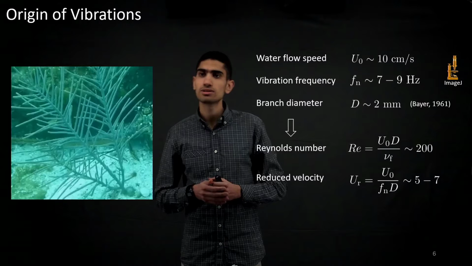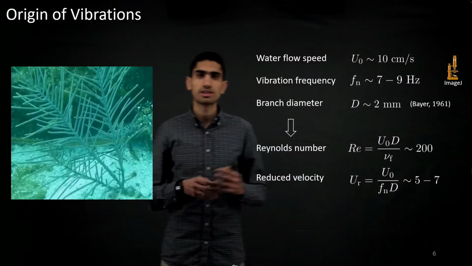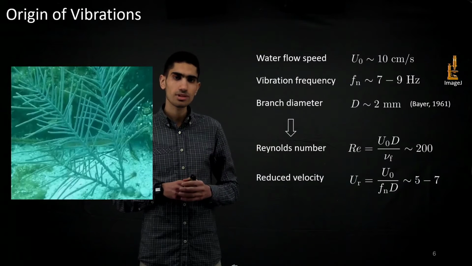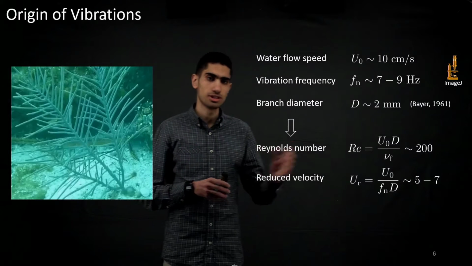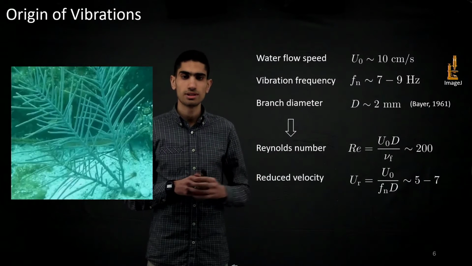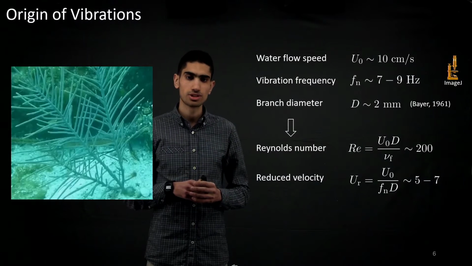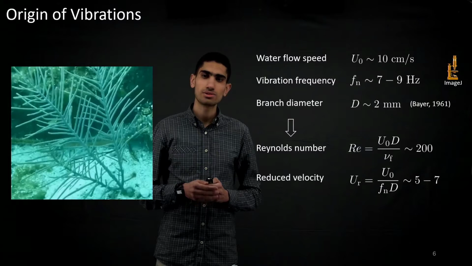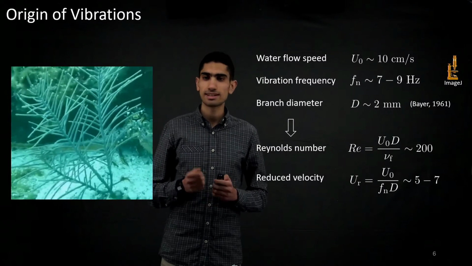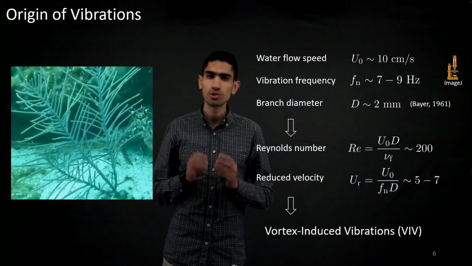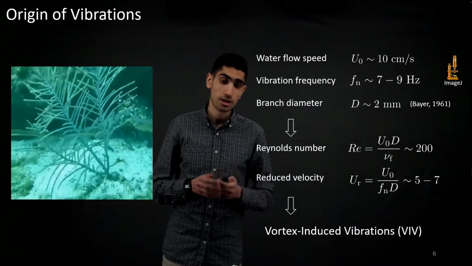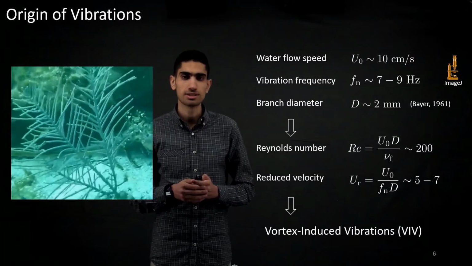Regarding the origin of these vibrations, we proceeded like an experiment. We extracted, or more specifically estimated, the most important parameters using ImageJ, and we computed the most relevant numbers, which are the Reynolds number, which was around 200, and the reduced velocity, which is around 5. These two values are clues telling us that the vibrations we are seeing here are most likely coming from vortices downstream of the coral. We are talking about the vortex-induced vibrations instability.